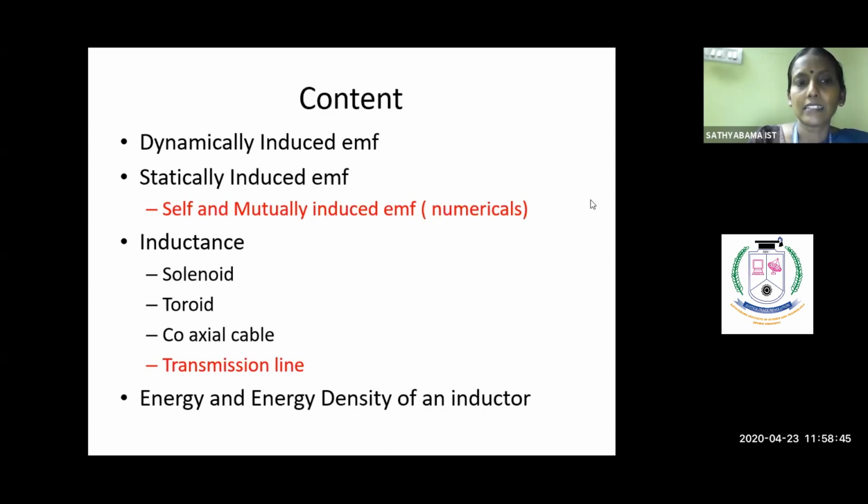And next is inductance. Under inductance, we are going to see inductance of solenoid, toroid, coaxial cable, transmission line. And apart from this, energy and energy density of an inductor.